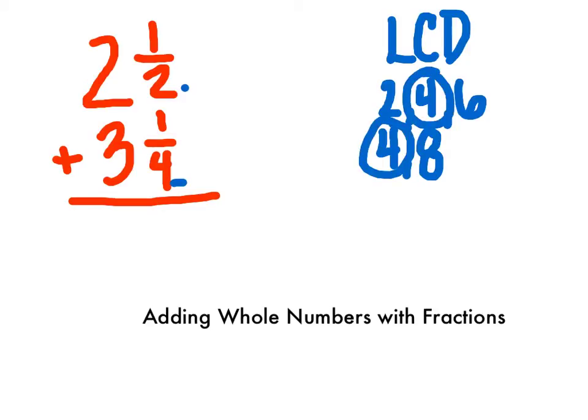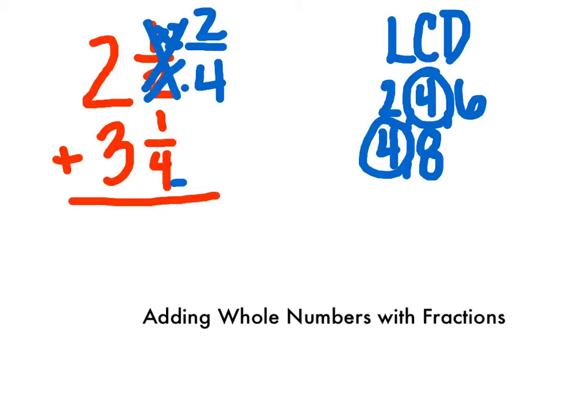For 3 1/4, it's going to stay the same. However, for 1/2, I need to change the denominator to a 4. I did that by doing 2 times 2 equals 4. So I do 1 times 2, which equals 2. Your new fraction is 2/4. So now your problem is 2 2/4 plus 3 1/4 equals.